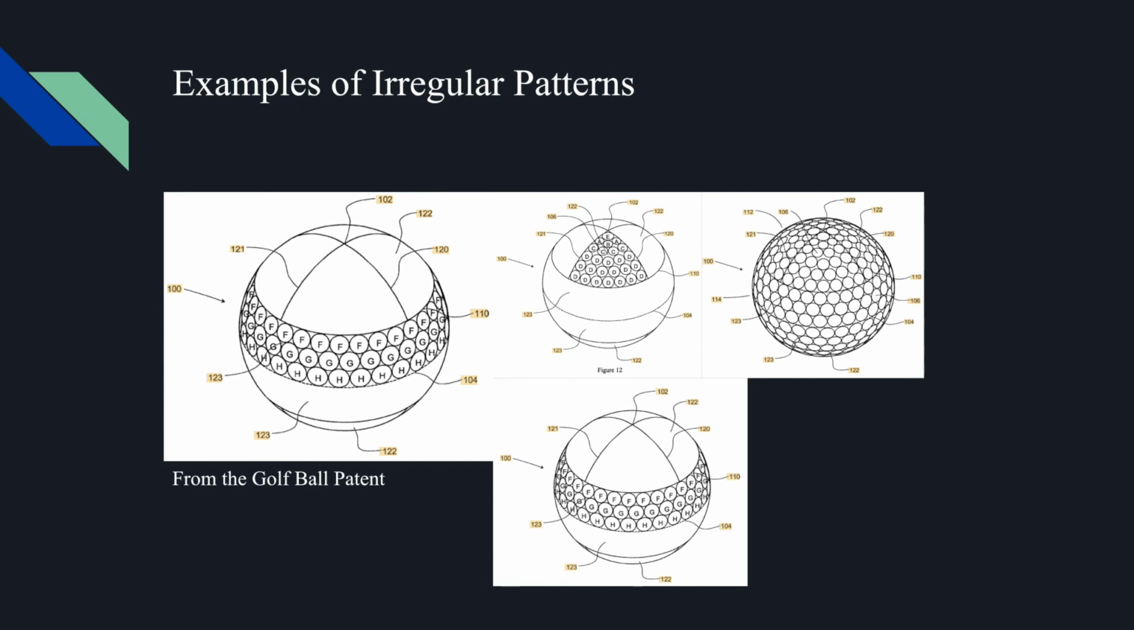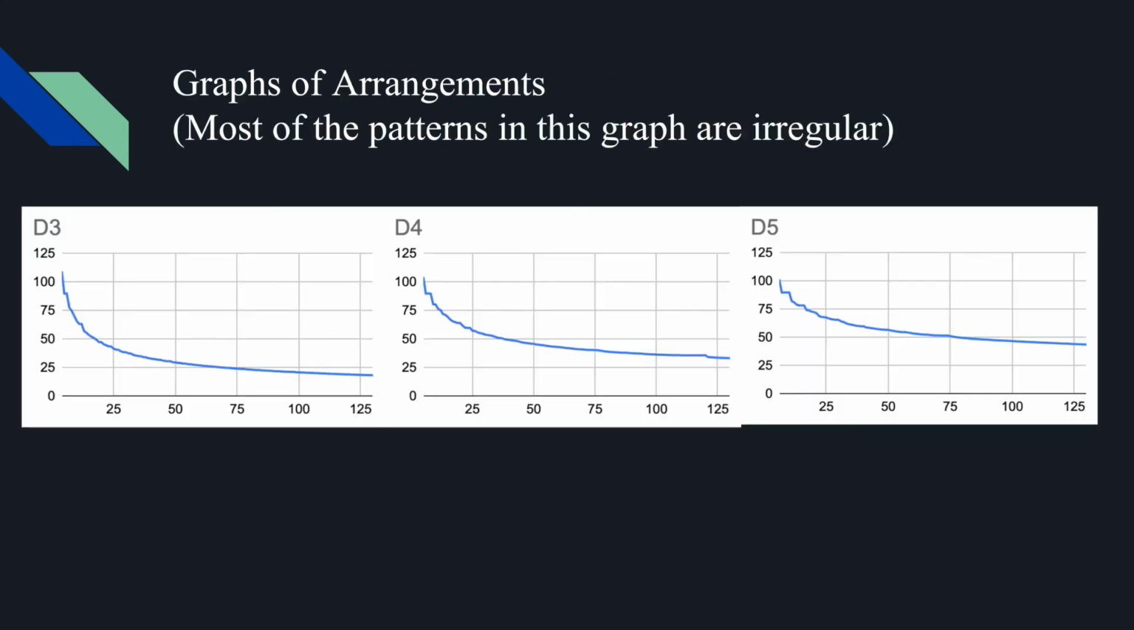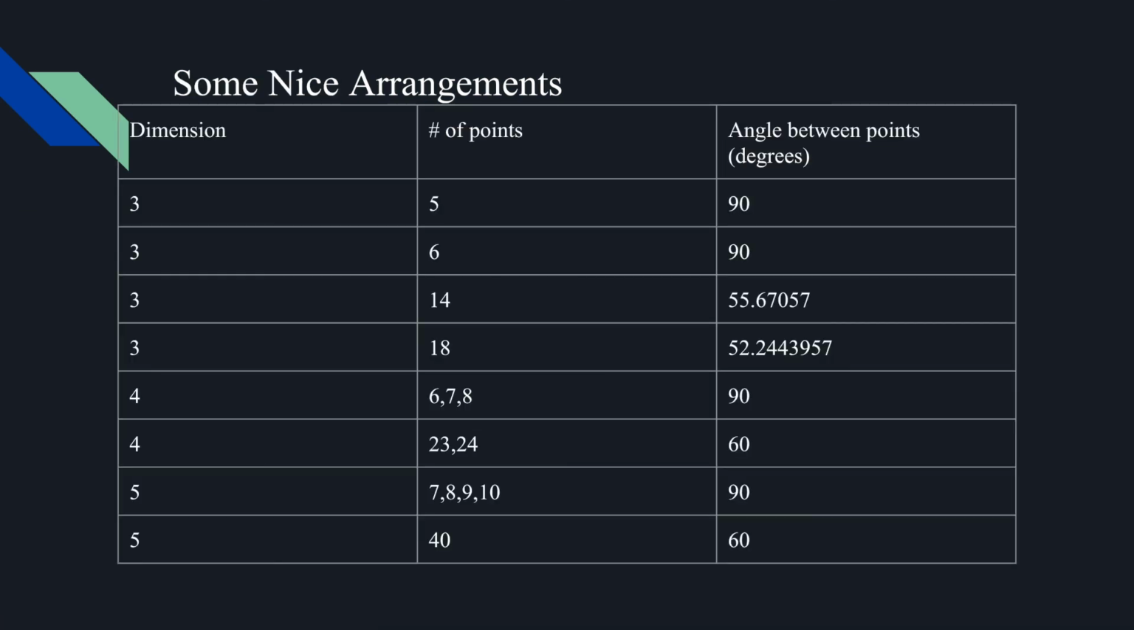And then these are some graphs of the first 130 arrangements of points in these 3 dimensions. And we know that most of these are irregular because, for example, in dimension 3, there are only 5 regular patterns, which leaves 125 of them to be irregular, and then the rest that are added to it are also going to be irregular.